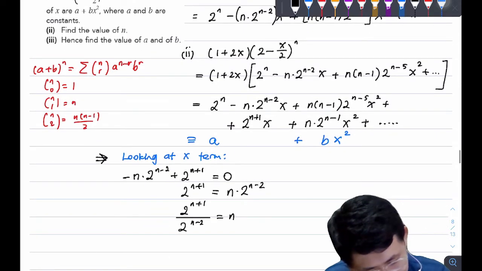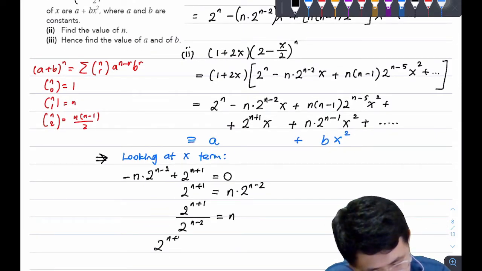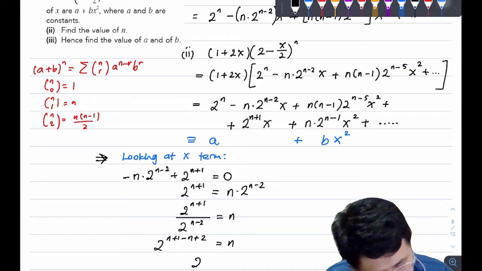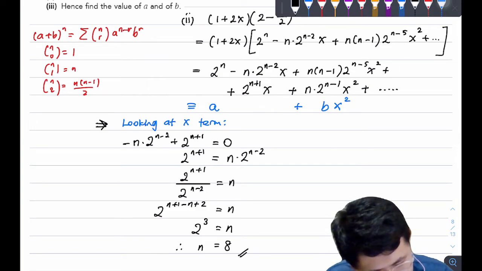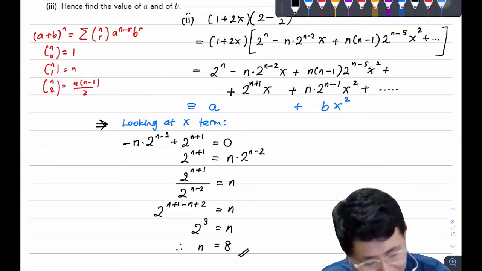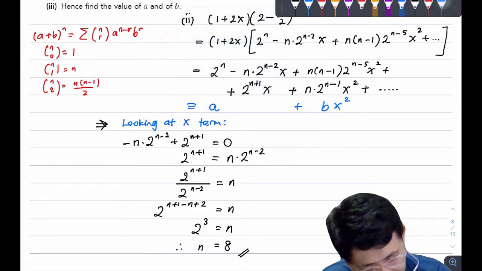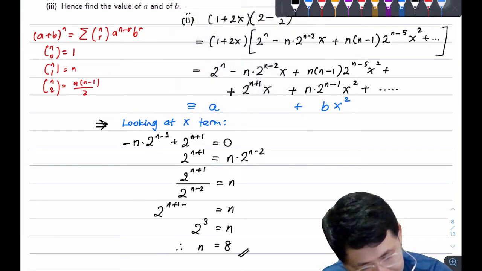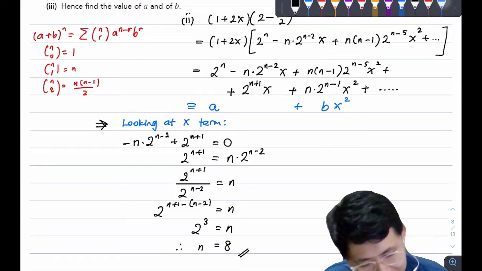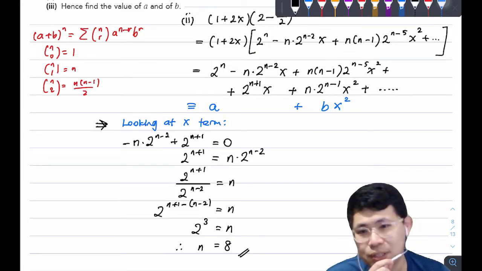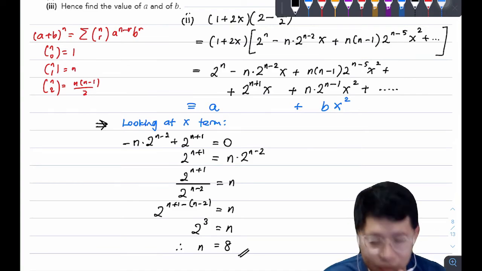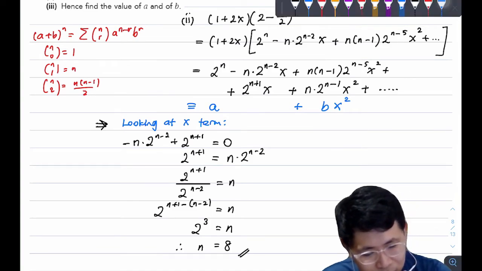Let me use the law of indices. So 2n plus 1 minus n minus minus 2, right? So over here I have 2 to the power of 3 is equals to n. So n is going to be equals to 8. Can you see what's going on over here? If you want me to be a bit clearer, n minus n is 0, and then 1 minus minus 2 is going to be 3. So this is how I find n equals to 8.